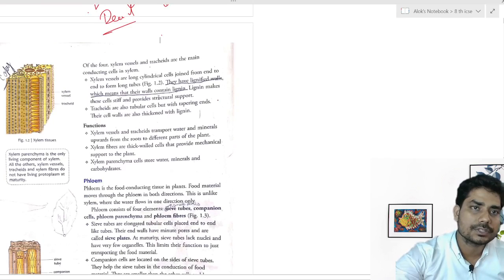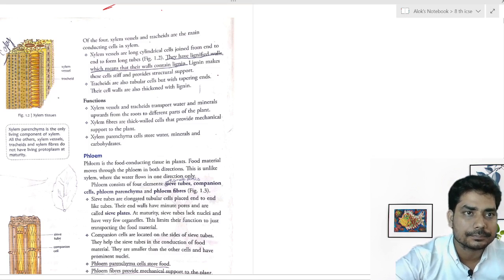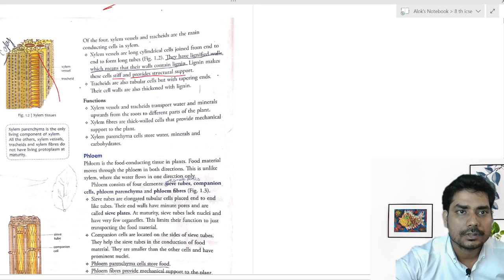Of the four, xylem vessels and tracheids are the main conductive cells in xylem, because they transport water and minerals. Xylem vessels are long cylindrical cells joined end to end to form a long tube. They have lignified cell walls, so they become thick. Lignin makes the cell stiff and provides structural support. Tracheids are also tubular cells, but with tapering ends, and their cell walls are thickened with lignin.